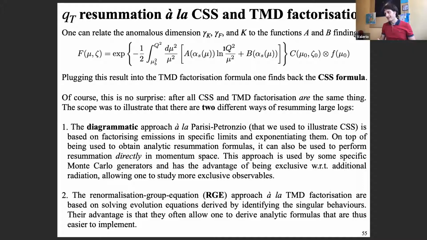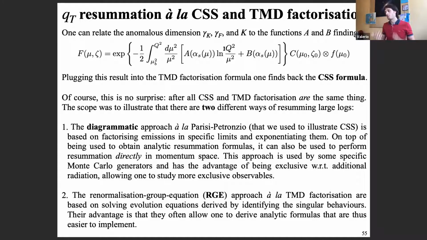After all, CSS and TMD factorization are the same thing. They have to be consistent. They have to give the same result. But actually, the reason why I first introduced the CSS using an approach that was inspired by Parisi and Petronzio, and the reason why then I eventually introduced TMD factorization with the evolution equations, is to highlight the fact that there are two different ways of achieving resummation of large logs.